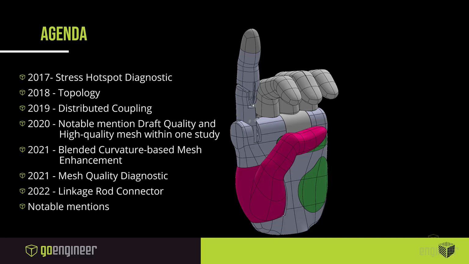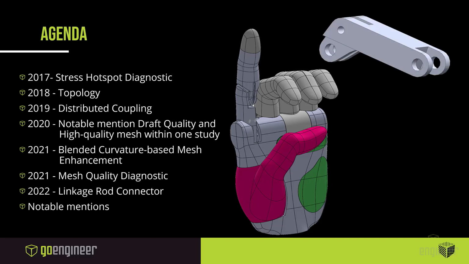But I didn't just use this model. I did use a bike chain for topology and distributed coupling. I thought it was a great example because topology will give us mass reduction. Distributed coupling can give us different weight factors depending on our remote load masses. So I figured it was a great opportunity to showcase that linkage chain that I'll be using for the rest of these studies. And then after that, we'll be going through blended curvature-based mesh, and then some more mesh diagnostics, and then a linkage rod, which astonishingly worked out really great for the prosthetic hand. And it just eliminated one of the parts that I didn't have to use, so it was great.